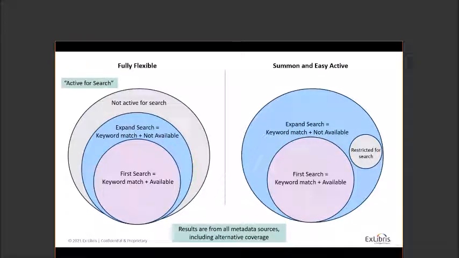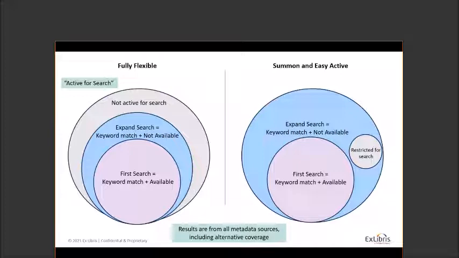So I would like to explain more about what I call the search circles. In CDI, we have two basic models for customers. We have the fully flexible model, which is the one that most Primo Central customers have moved to. And of course, we have the Summon and Ex Libris Primo customers' model, which works a little bit differently, and I would like to explain.